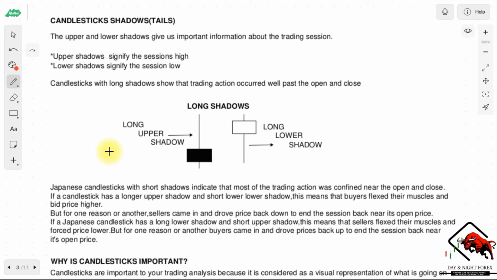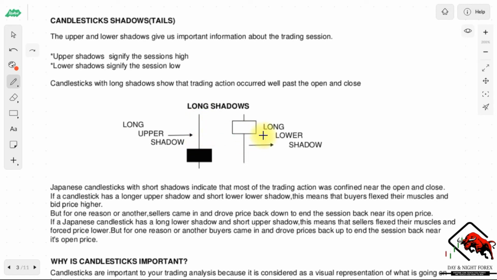So if we have the long upper shadow like what we have here, that means the buyers came here and bid some high prices. So the bidding price went really high, but then at the same time sellers came into the market at the end of this session, and they basically pushed it down, and the market ended up closing way below the highest bid that the buyers had bid.